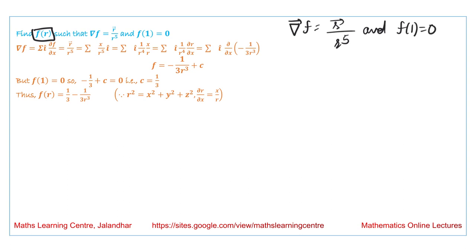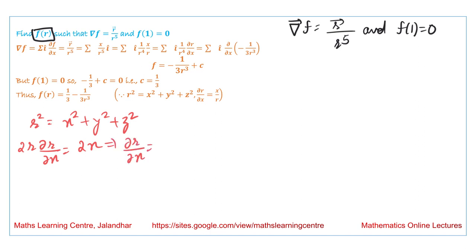So before we start solving this, we are writing that the value of r square is x square plus y square plus z square. If we take partial derivative with respect to x, we obtain 2r ∂r/∂x is equal to 2x. So this implies that ∂r/∂x is equal to x by r. Similarly, ∂r/∂y is equal to y by r, and ∂r/∂z is z by r.